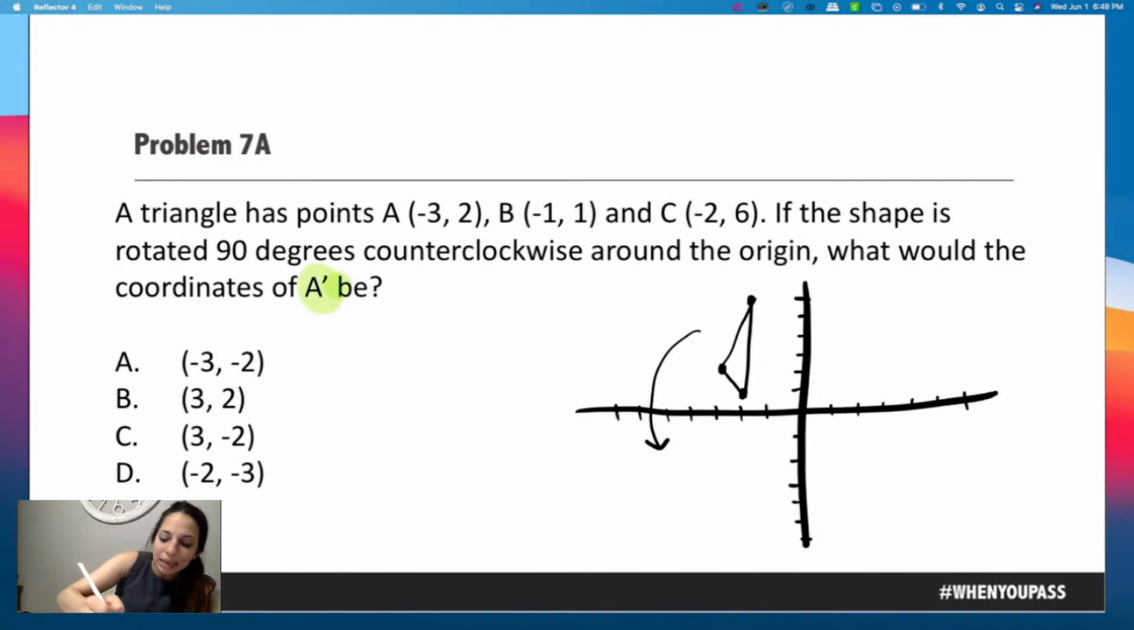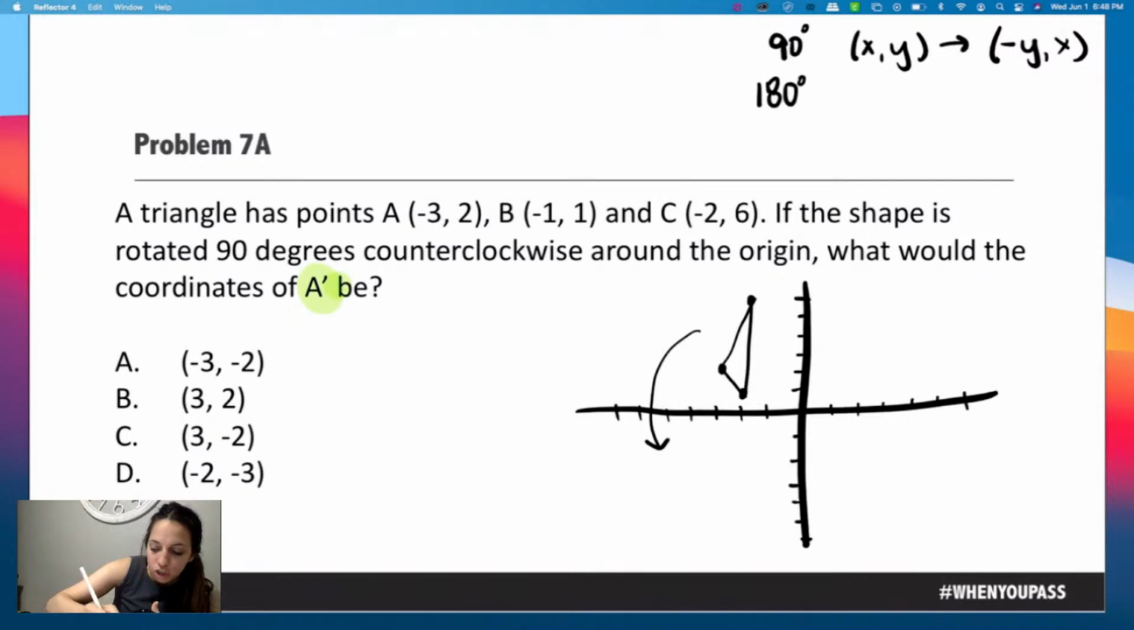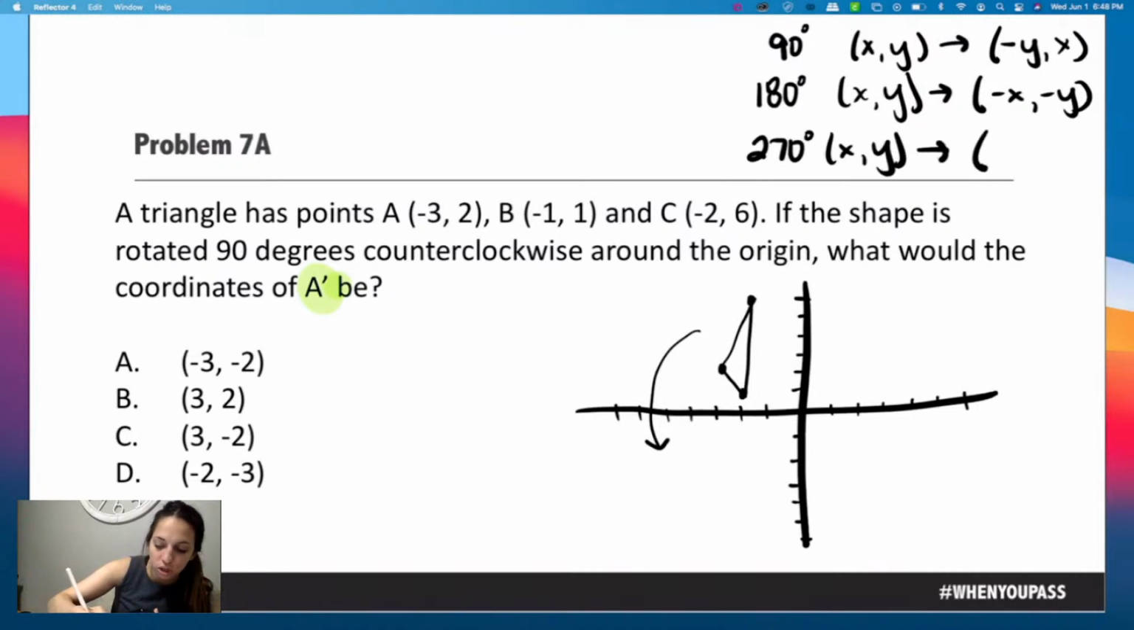So a 90-degree rotation counterclockwise will take your original x, y, and it'll turn it into -y, x. A 180-degree rotation will take your normal x, y, and it'll turn it into -x, -y. And a 270-degree rotation will take your original point, and it'll turn into y, -x.